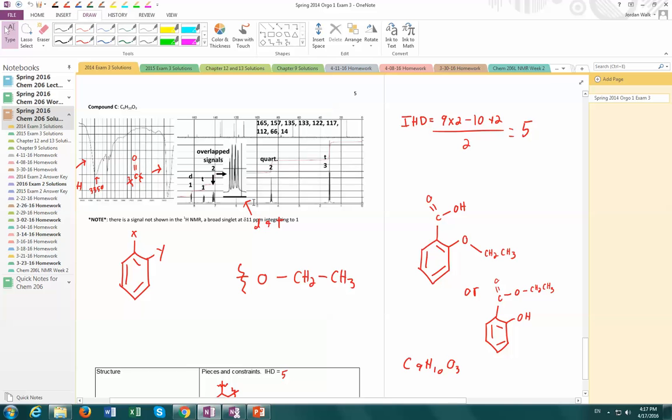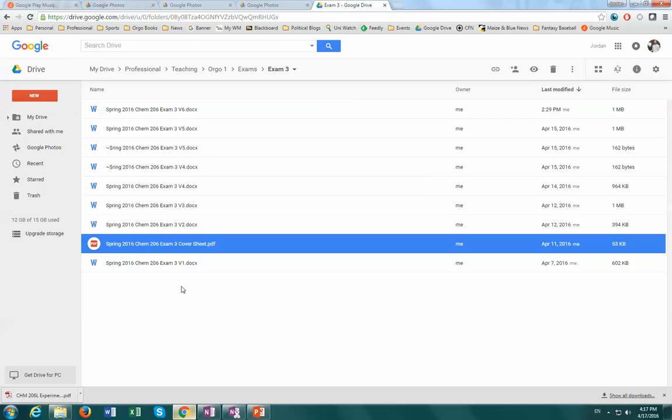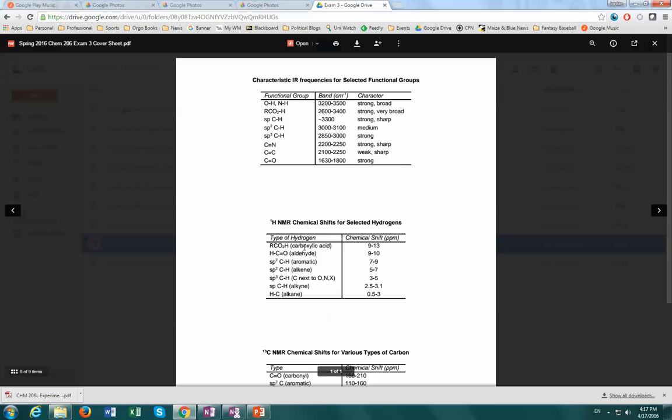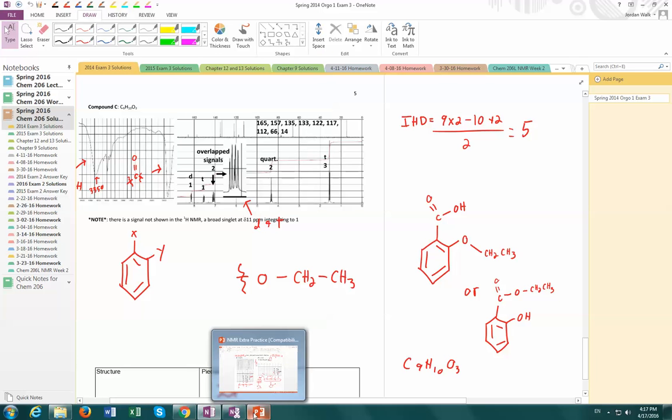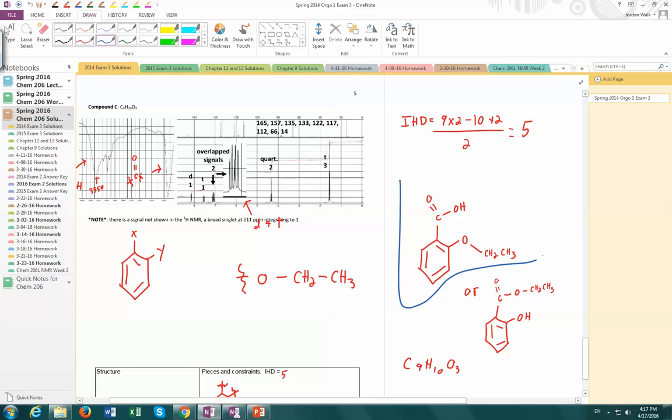All right, so it says, note, there is a signal not shown in the proton NMR spectrum, a broad singlet around 11 ppm. What could that be? That's your carboxylic acid proton peak, and so that's the last piece of the puzzle. So it's definitely going to be a carboxylic acid, so that would be our guy.